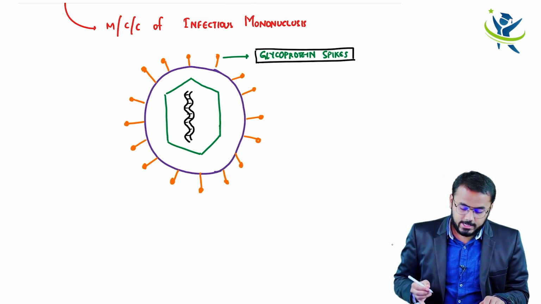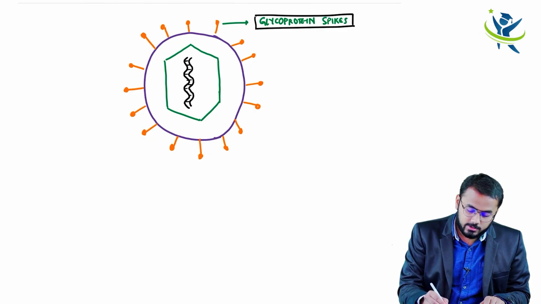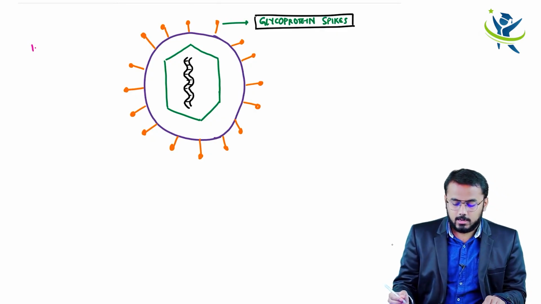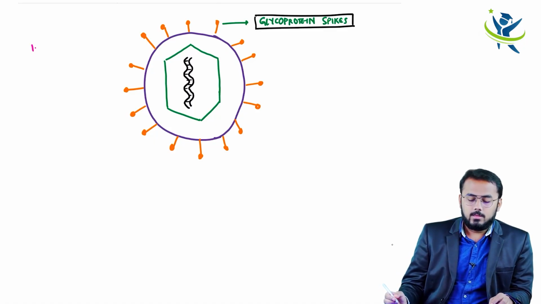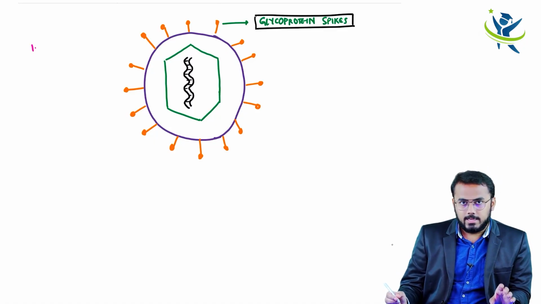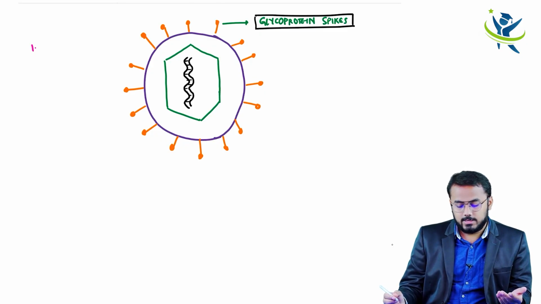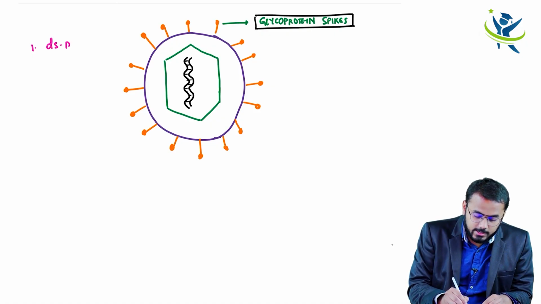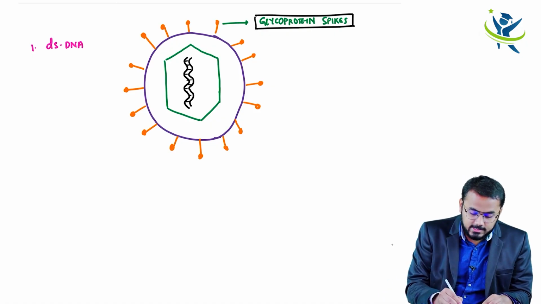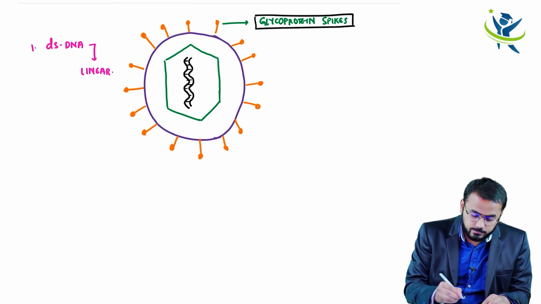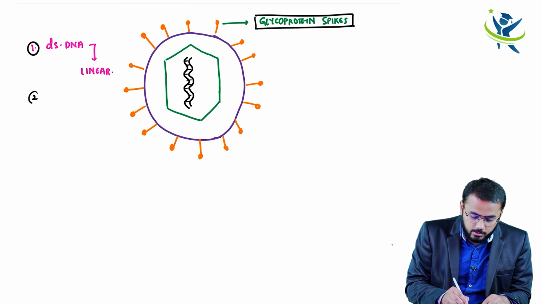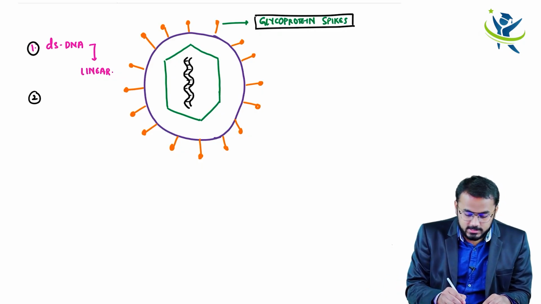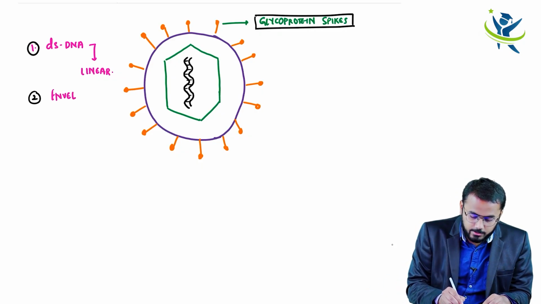And next, look at the DNA. Let me write the things which you are about to see here. Point number 1, how is the virus? Virus is having a DNA inside, right? Obviously, virus is having a DNA, and it is a double-stranded DNA. And this double-stranded DNA, is it circular or linear? Yes, guys, it is linear. Next, point number 2. What is point number 2? Point number 2 is, is it enveloped? Yes, it is enveloped.